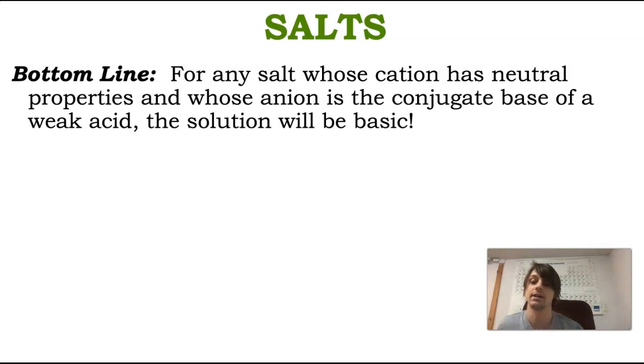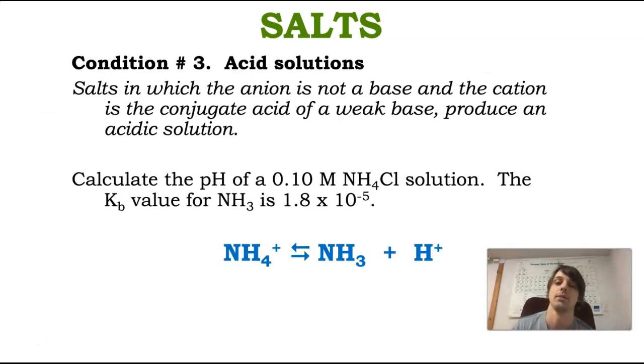So if the anion, the negative part of that ionic substance, is not part of a strong acid, the solution is going to be basic. Okay? All right, what about acidic solutions? Condition number 3. If I have a weak acid or a conjugate acid of a weak base, the solution is going to be acidic. So this is the opposite of what we've just been saying.